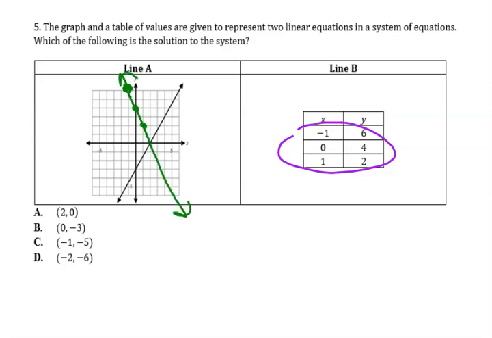So I graphed those 3 points, and I noticed that they cross right here. Now, what is that? I think that's 2, 0. The answer is A. So when you have something like this, plot those points and see where they intersect if you have something like this.